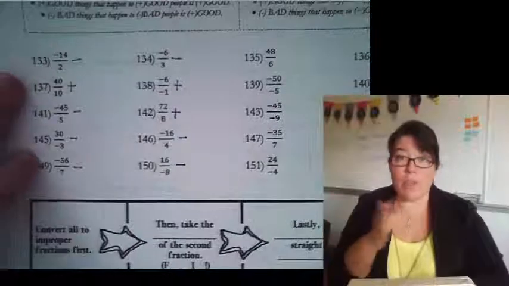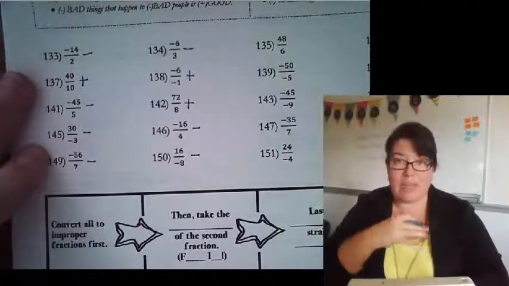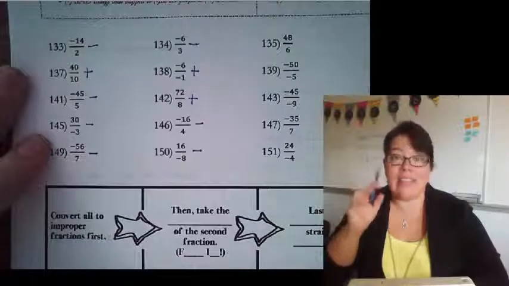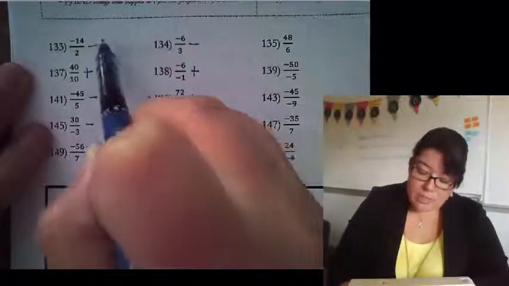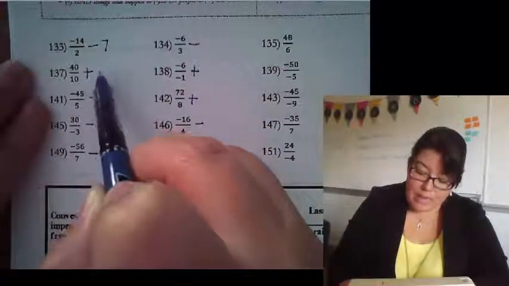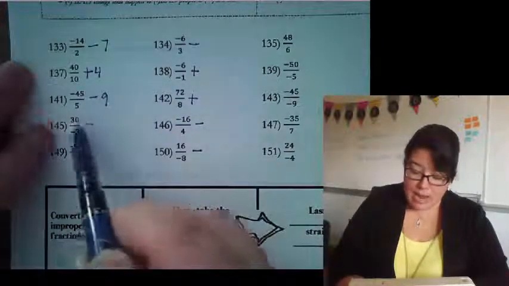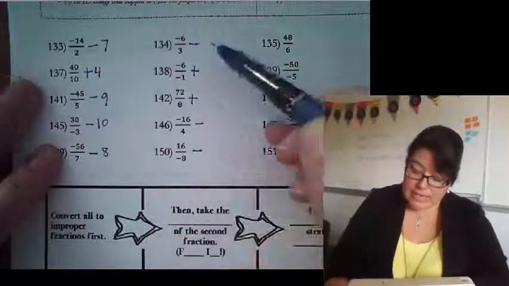Now all I have to do is go back through and do the division, which is really just backwards multiplication, or the opposite of multiplication. So the faster you get with your multiplication facts, the easier and the faster this will go for you. So here we go. 14 divided by 2 is 7. 40 divided by 10 is 4. 45 divided by 5 is 9. 30 divided by 3 is 10. 56 divided by 7 is 8.